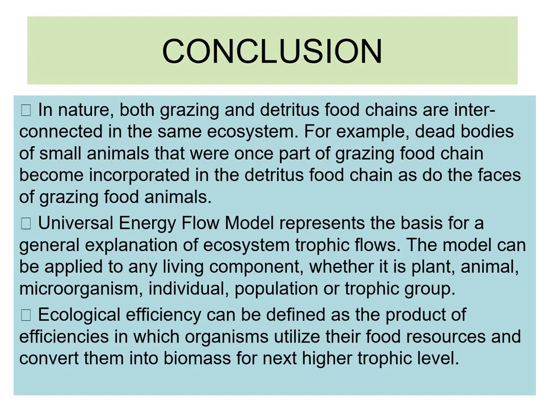So the universal energy flow model represents the basis for the general explanation of ecosystem trophic levels. The model can be applied to any living component, whether it is a plant or an animal or microorganism, or a population or any trophic group. Ecological efficiency can be defined as the efficiency with which organisms utilize their food resources and convert them into biomass at the next higher trophic level. This is how the energy flow is depicted in the ecosystem.